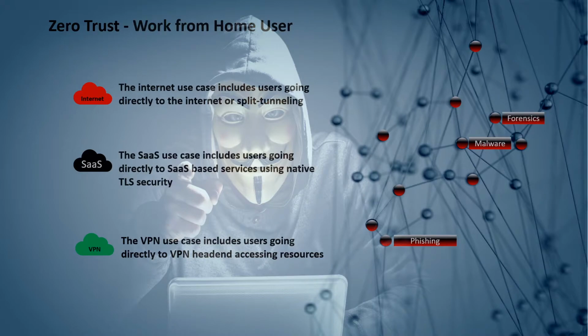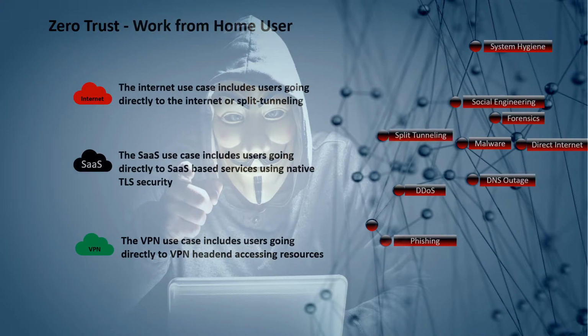You've got phishing, malware. From our perspective, we want forensics. You've got system hygiene. You've got DDoS, direct internet access. That becomes a risk. Social engineering, DNS outages, split tunneling, credential theft, and it continues to go on and on and on. But the reason why you want to go through this a little bit, have a good understanding of where the threat vectors are, is so as you build out the capabilities, you can identify where the gaps might be.